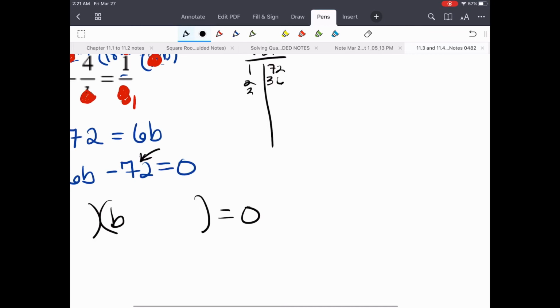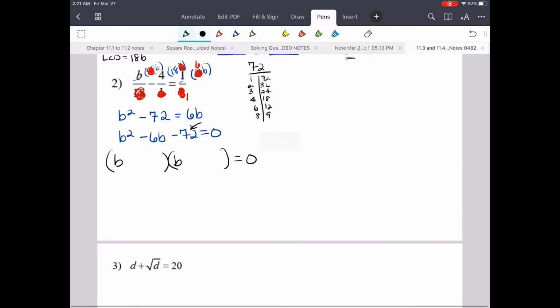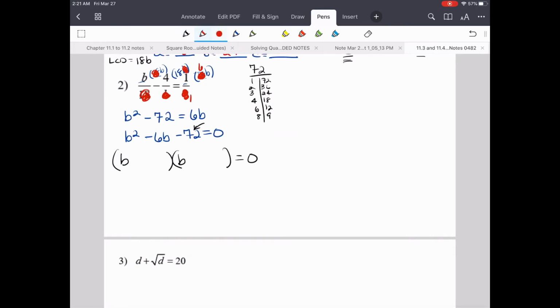We've got 3 and 24. We have 4 and 18. 5 does not work. 6 and 12 works. And then, of course, 8 and 9 makes 72. Okay, so what pair of factors will make 6? And it looks like it's going to be 6 and 12. We want to make -6, so I'm going to use -12 and +6.